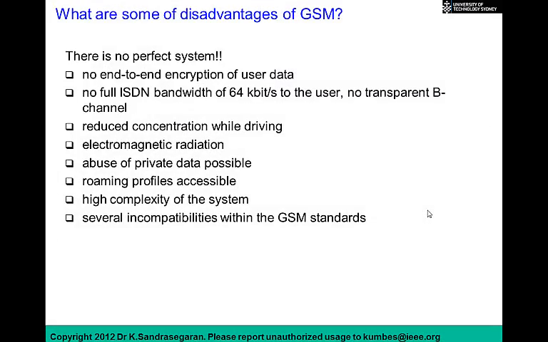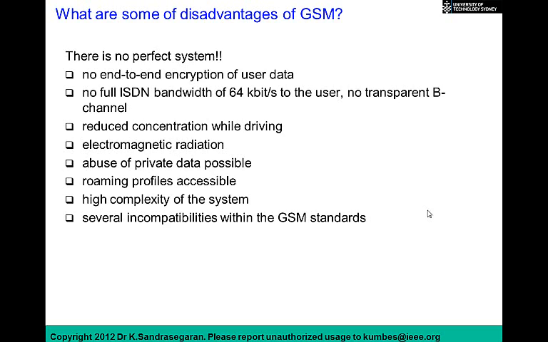So GSM did have many disadvantages because it was probably one of the first digital mobile telephony systems, and the standards were drawn up before 1990. Although it had encryption across the interface, everything transmitted across the interface is encrypted at the user end and decrypted at the base station and vice versa. It did not provide end-to-end encryption of user data.